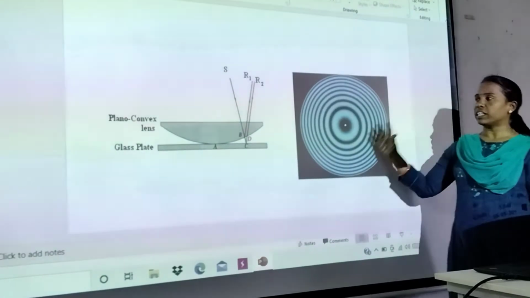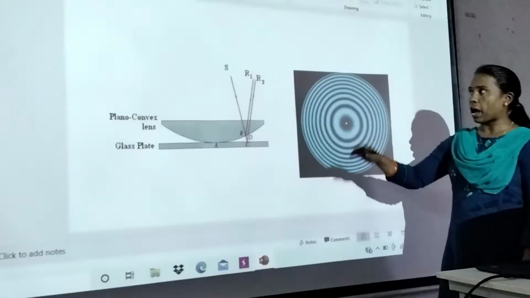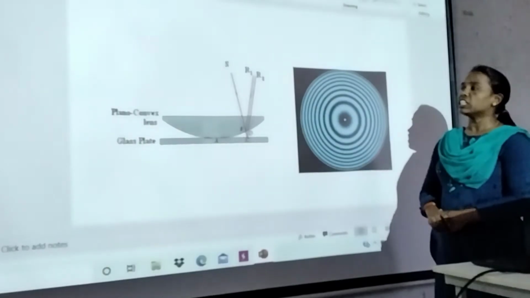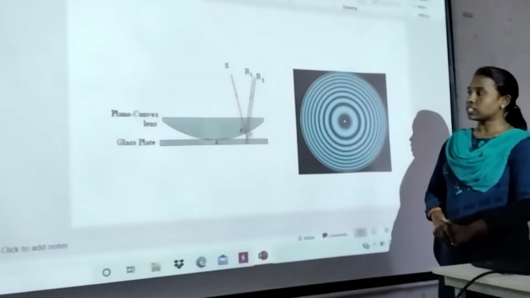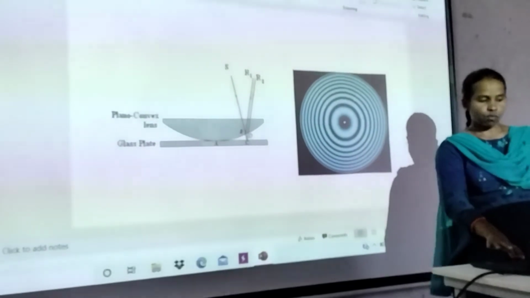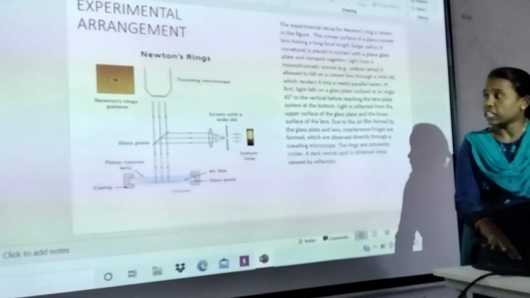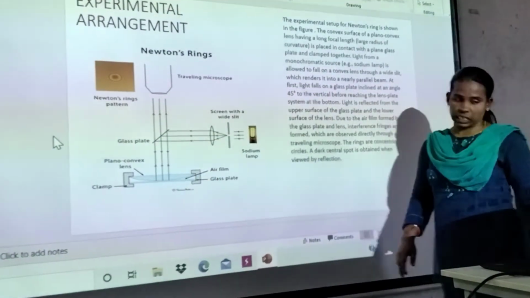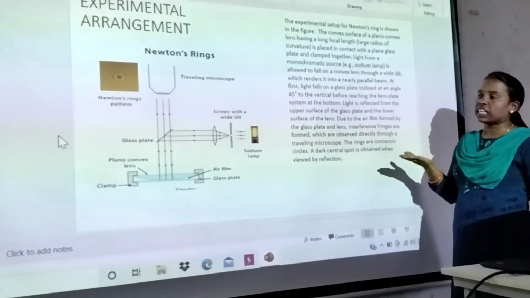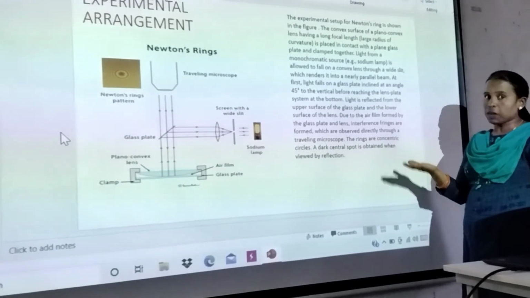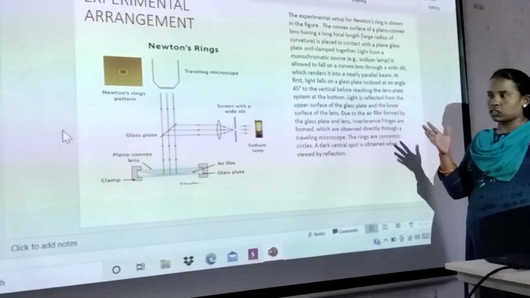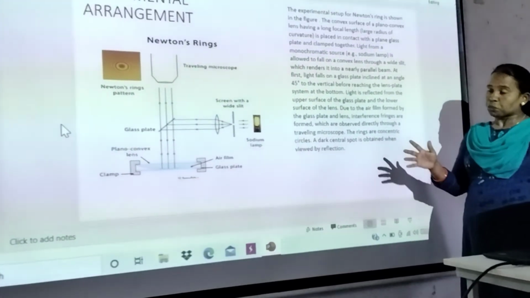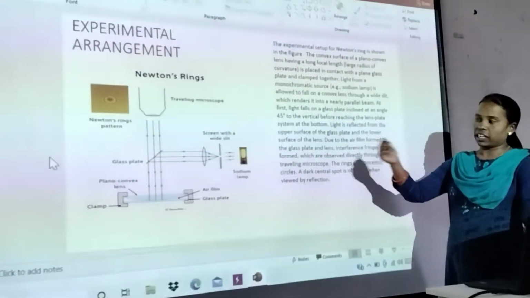Why are we getting this? Let us discuss what happens here. When the ray of light is incident on the lens and glass plate system, see this, the rays are moving parallel. The rays are completely vertical, and the top of the lens, not the glass plate, is completely plane. So, as this is plane, what happens?